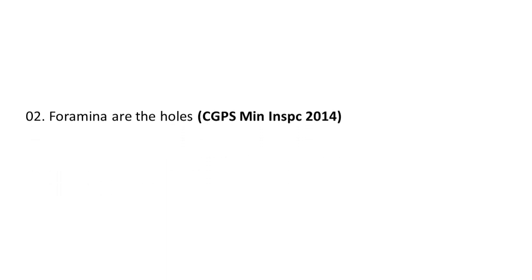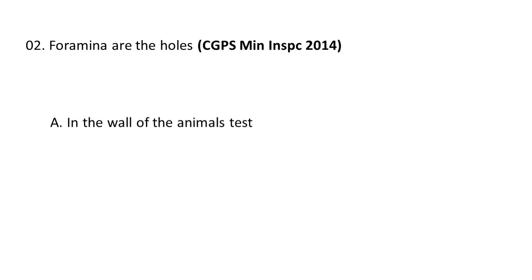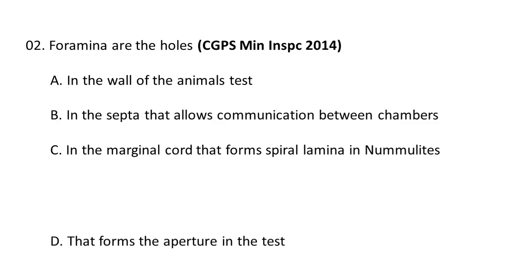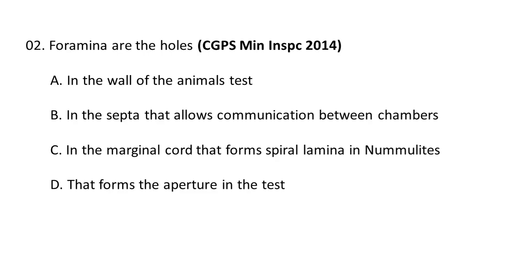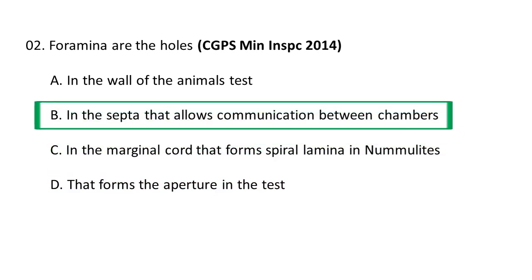Next question. Foramina are the holes, A. in the wall of the animal's chest, B. in the septa that allows communication between the chambers, and C. in the marginal cord that forms a spiral lamina in nummulites, and D. that forms the aperture in the test. So, foramina are the holes in the septa that allows the communication between the chambers. B is the correct option.